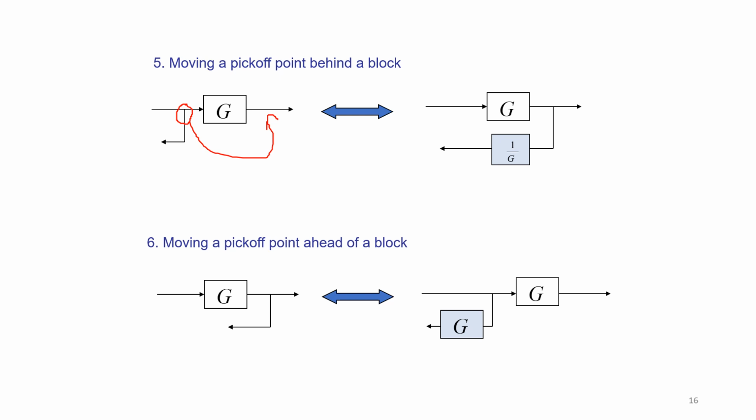Similarly, if I have a takeoff point after this block G, and if you want to move this here before the block, in such case you need to multiply this takeoff point branch with the gain G. So as you can observe here, if you are moving your takeoff point which is behind a block after a particular block, then it is multiplication by 1 by G. Or if you are moving a takeoff point which was ahead of a block, then it is multiplication by G. Just try to remember like this.